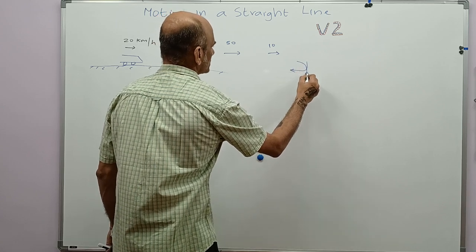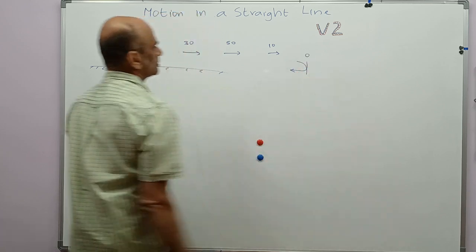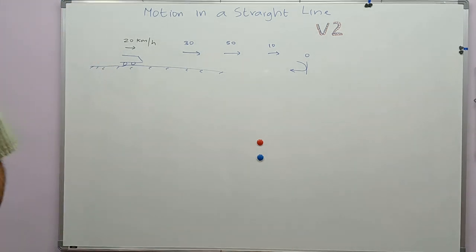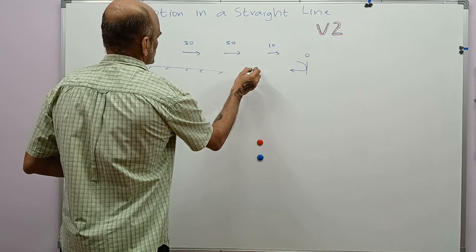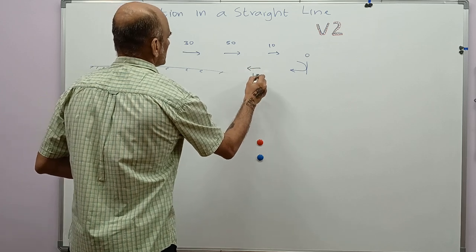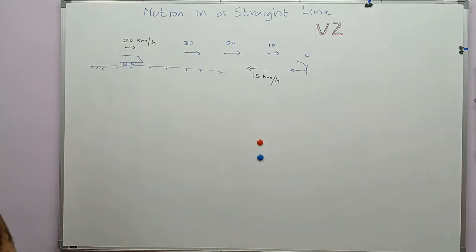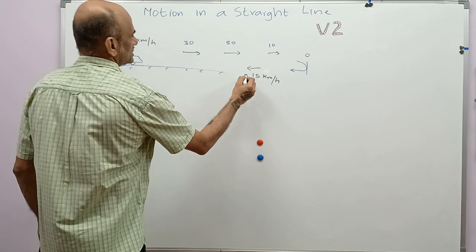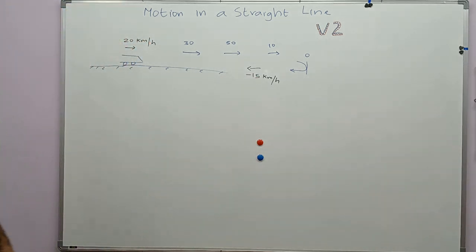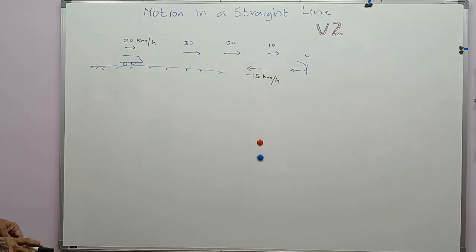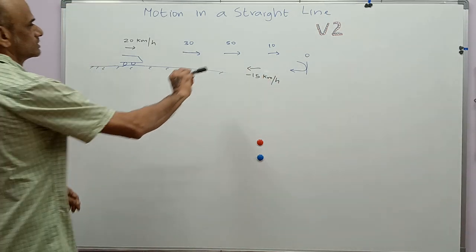So at this turning point, the speed is 0 kilometers per hour. And after turning back, let it have a velocity of say 15 kilometers per hour. But this speed is represented with a negative sign because the direction of this motion has changed. In 1D motion, there are two possibilities. One is in this direction, the other one is the opposite direction. So one direction is taken as positive. Here towards right is positive.